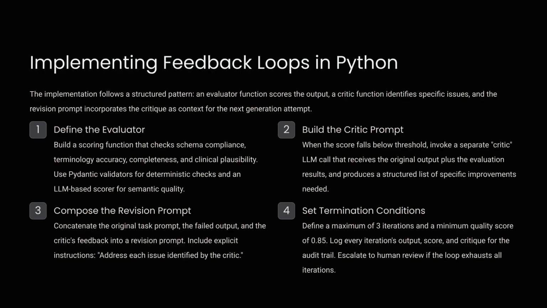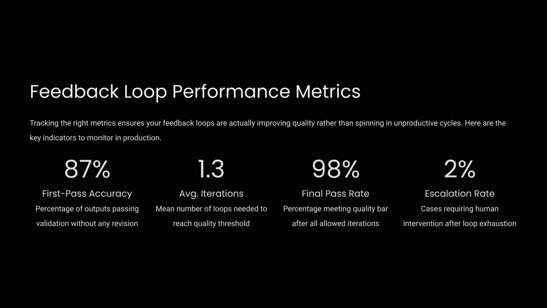Implementing feedback loops in Python requires defining an evaluator function to score outputs, a critic prompt to identify specific issues, and composing a revision prompt that incorporates the critique. Termination conditions, like a maximum number of iterations, must be set. Monitoring performance metrics, such as first pass accuracy, average iterations needed, final pass rate, and the escalation rate, ensures that feedback loops are efficiently improving quality and are not stuck in unproductive cycles.